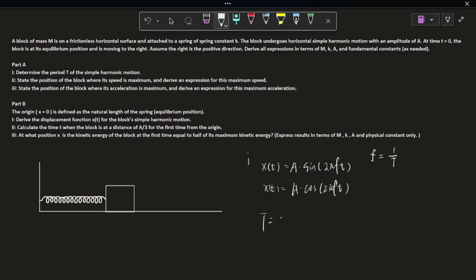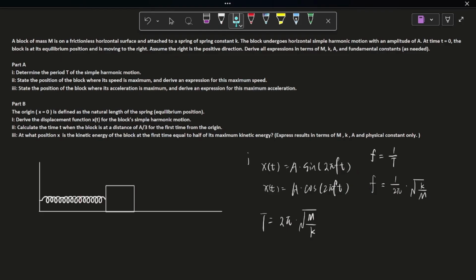T is equal to 2 pi times square root of m, the mass of the object, over k. Let's plug this into the formula for the frequency, which gives us f is equal to 1 over 2 pi times square root of k over m. Now we already found the frequency. But which equation should we plug it into?